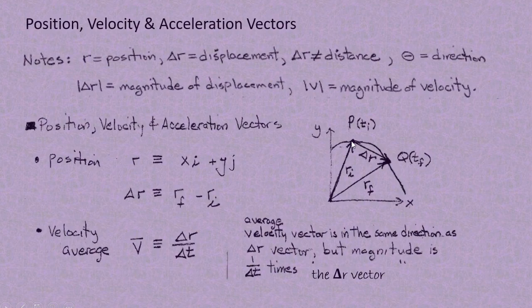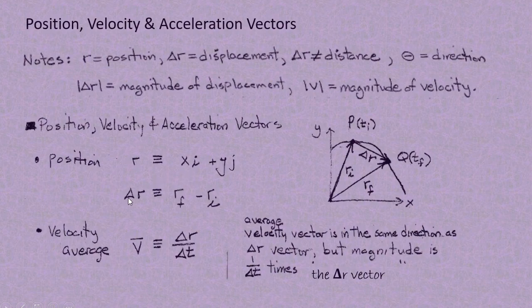We've got 2 points, point P, which we'll consider occurring at the initial time, and position Q, which occurs at the final time, t sub f. If we look first at the position vector, it's defined as the unit vector i times the scalar magnitude x plus the unit vector j multiplied by the scalar quantity y. So this is just the two-dimensional position vector written in unit vector notation.